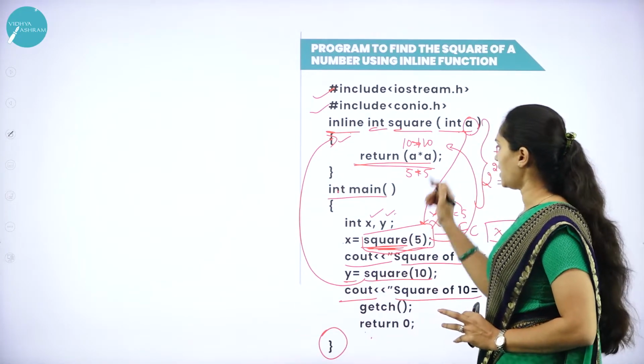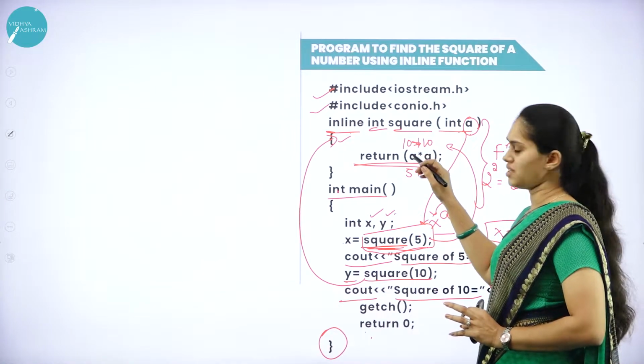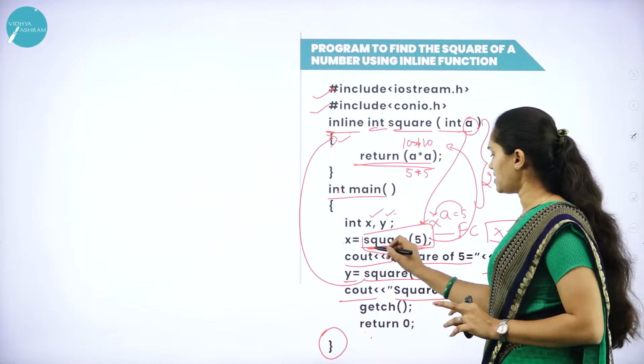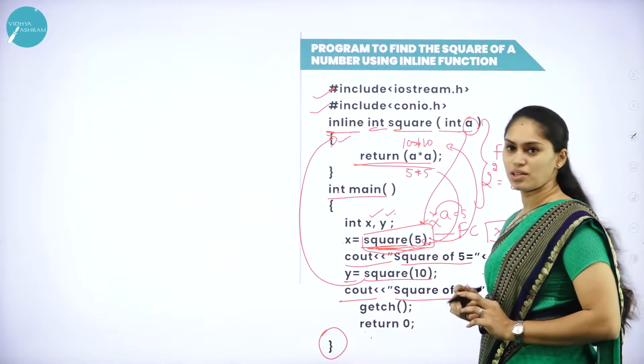So instead of taking this function body, that means when I am calling this function, the compiler is going to replace this function call by the function body.